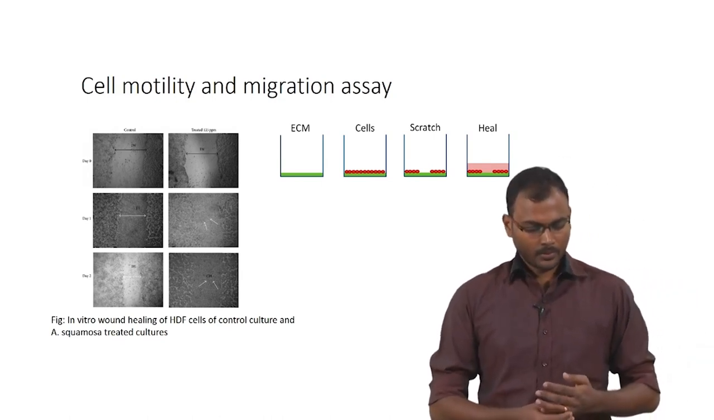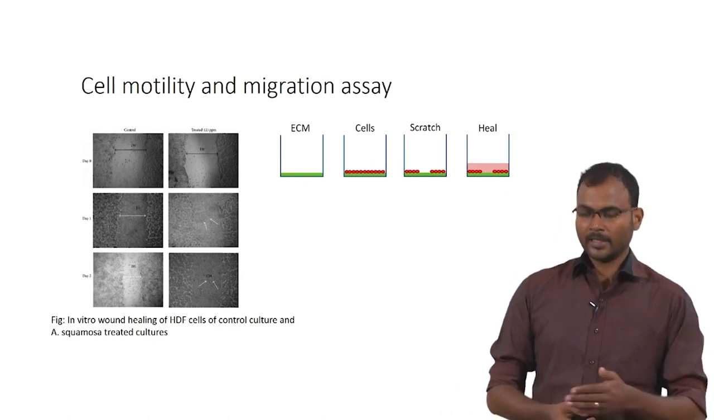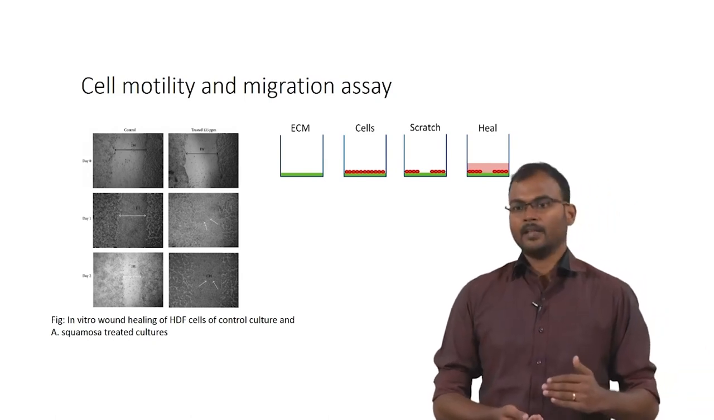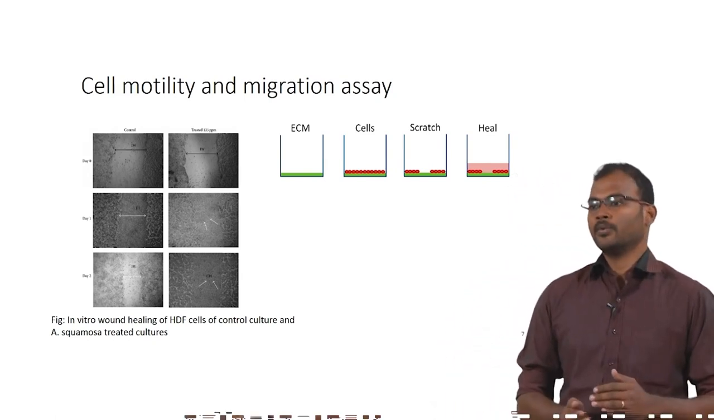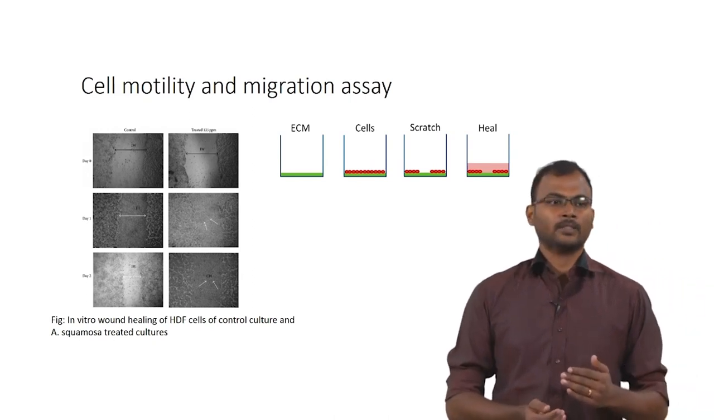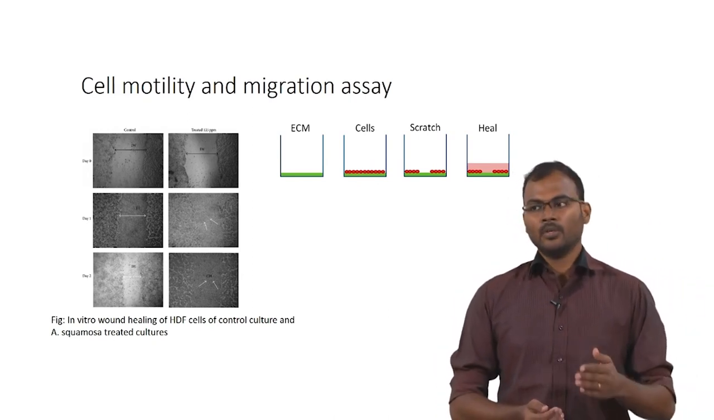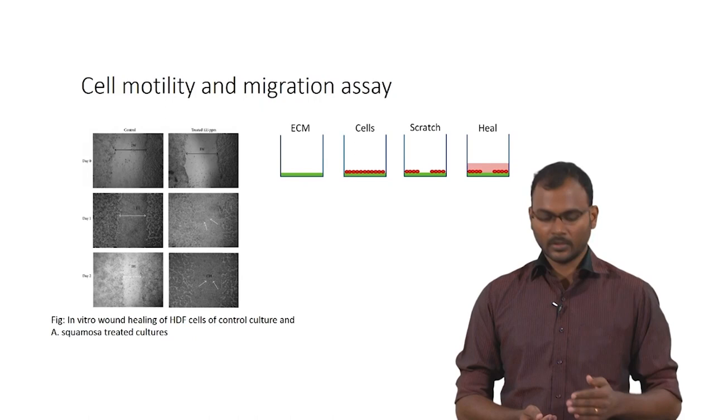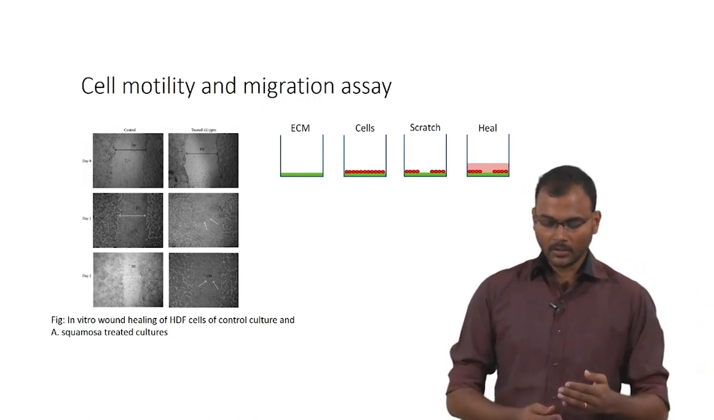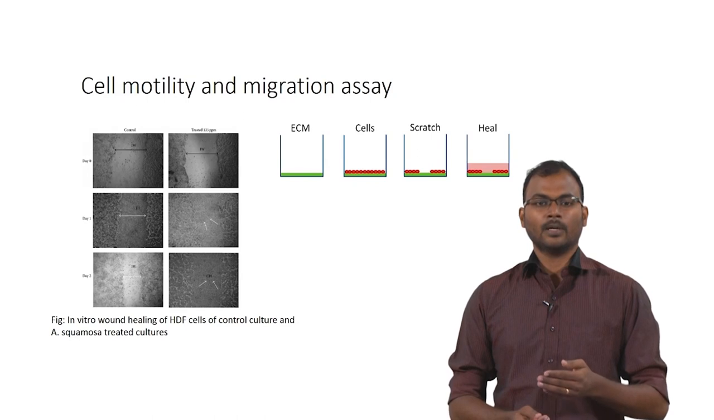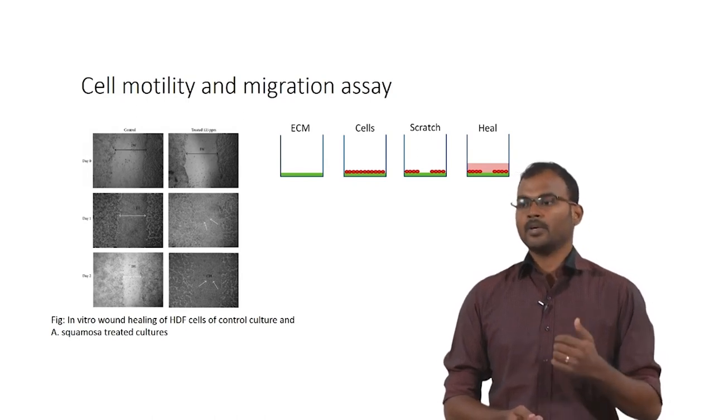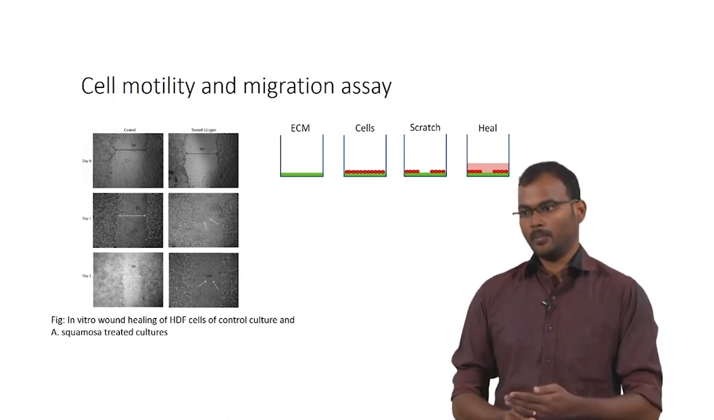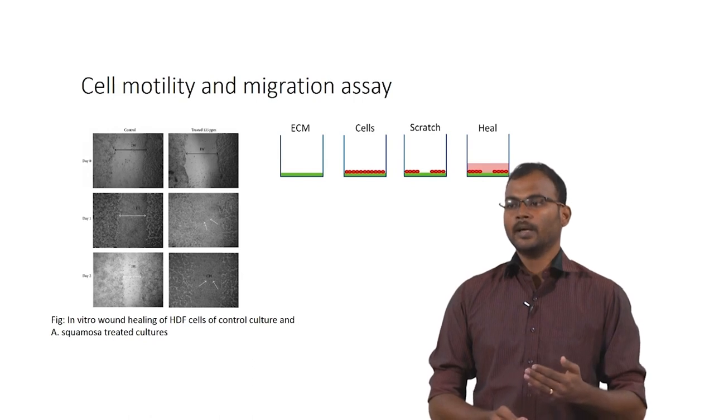Coming to the cell motility and cell migration assay. These are the next stage of characterization, predominantly used in wound healing applications. In wound healing, there would be a wound separating the same tissue, so you have to join them. That can be done using this scratch assay. You have a material, you seed the cells onto the material and you scratch them, and whatever compound will enhance the healing property, you put that compound and check how the wound is getting closed.